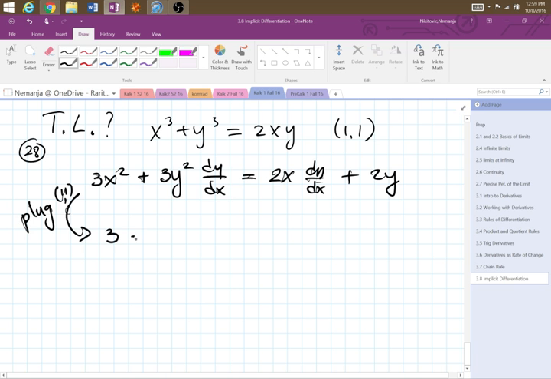And what do we get? We get 3 plus 3m, because dy/dx becomes m, equals 2m plus 2. m is negative 1. All cool. I see all the smiling faces, which means you guys got this. You got this, negative 1.